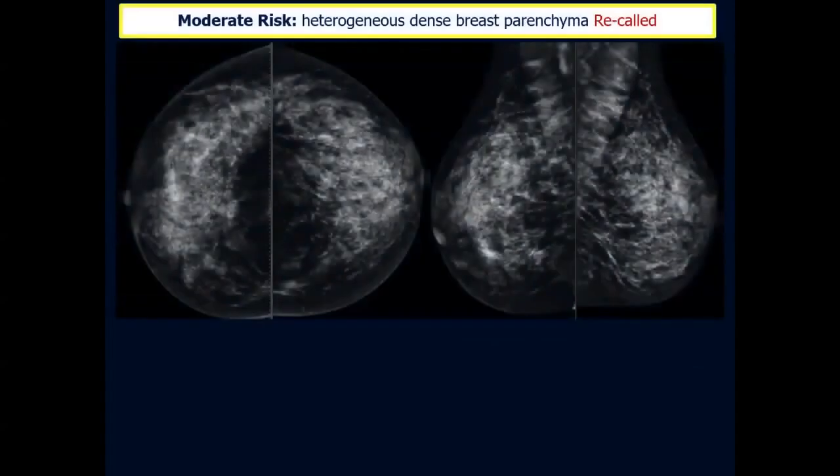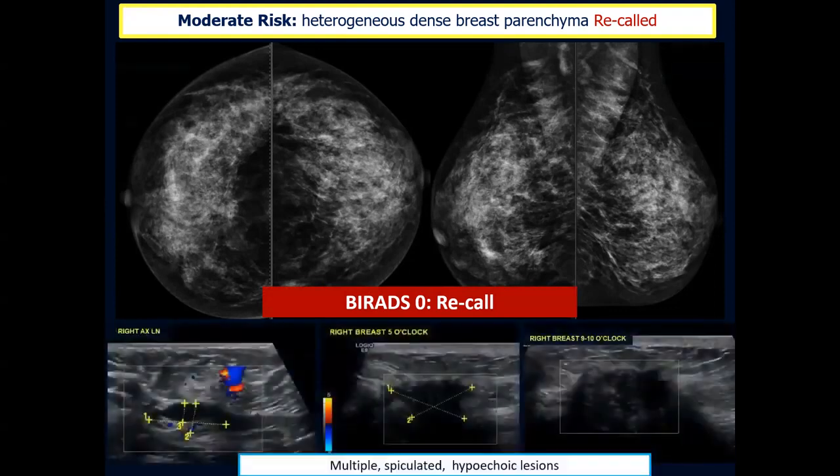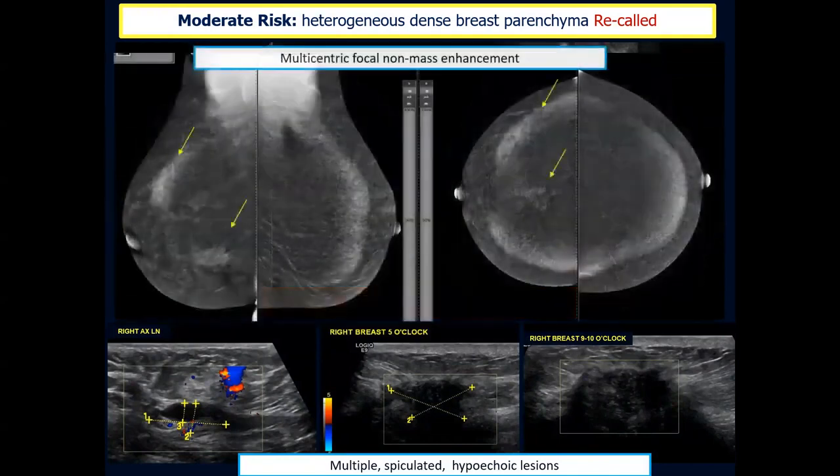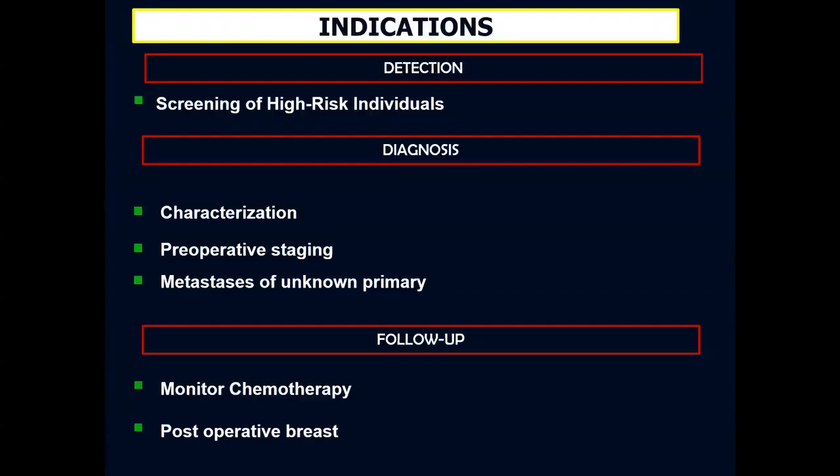This is a moderate risk individual. She had a heterogeneous dense breast parenchyma, and she was assigned a BI-RADS 0, and she was recalled for further investigations. Going back to her, an ultrasound was indicated, and it revealed multiple spiculated hypoechoic lesions. And actually, going back to her mammogram, we could only identify one of these lesions. So contrast mammography was indicated, and it revealed an underlying multicentric focal non-mass enhancement. Mastectomy was performed, and the surgical pathology came back with a multicentric invasive duct carcinoma grade 2.